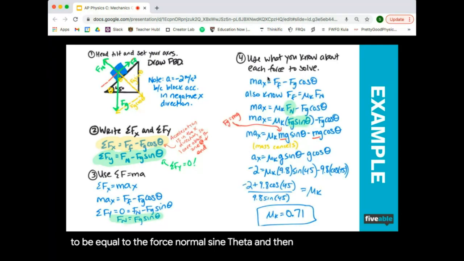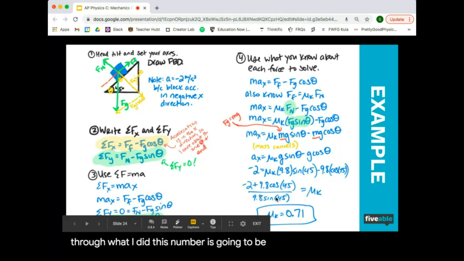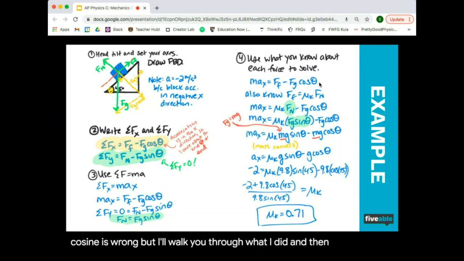And then from here, what we're going to do is just use what we know about each force to solve. This part is always a little funky, and it's just a lot of playing around with the different equations that we know. So we've got our net force equations. We also know that the force of friction is going to be equal to mu times the normal force. And so I'll walk you through what I did. This number is going to be wrong because my sine and cosine are wrong, but I'll walk you through what I did, and generally remember that we just need to plug in the different equations that we have for forces until we can massage out what we're looking for.